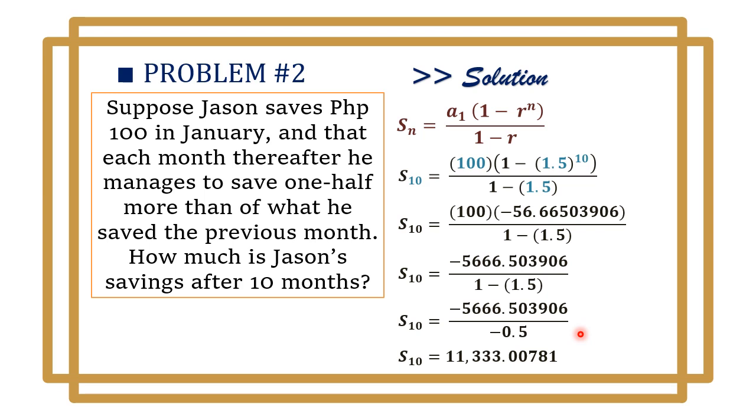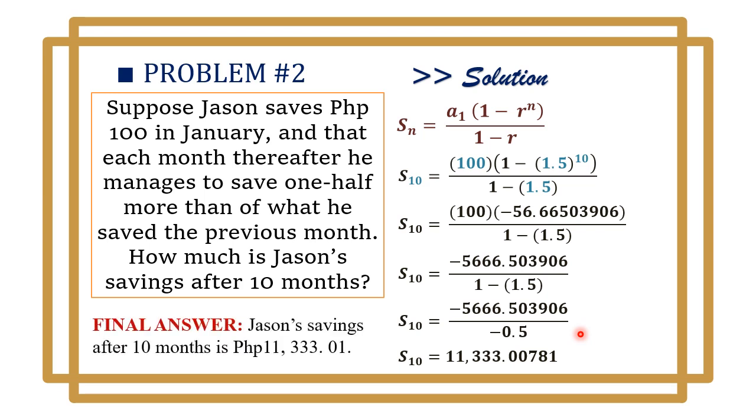In this kind of problem, just take note of and be mindful of the instructions given to you by your teacher, whether you are going to round it off to the nearest whole number, nearest hundredths place, or nearest thousands place. But here, in my final answer, I rounded off to the nearest hundredths place, and that is why I got this final answer. Jason's savings after 10 months is 11,333.01. And we're done with our second problem.